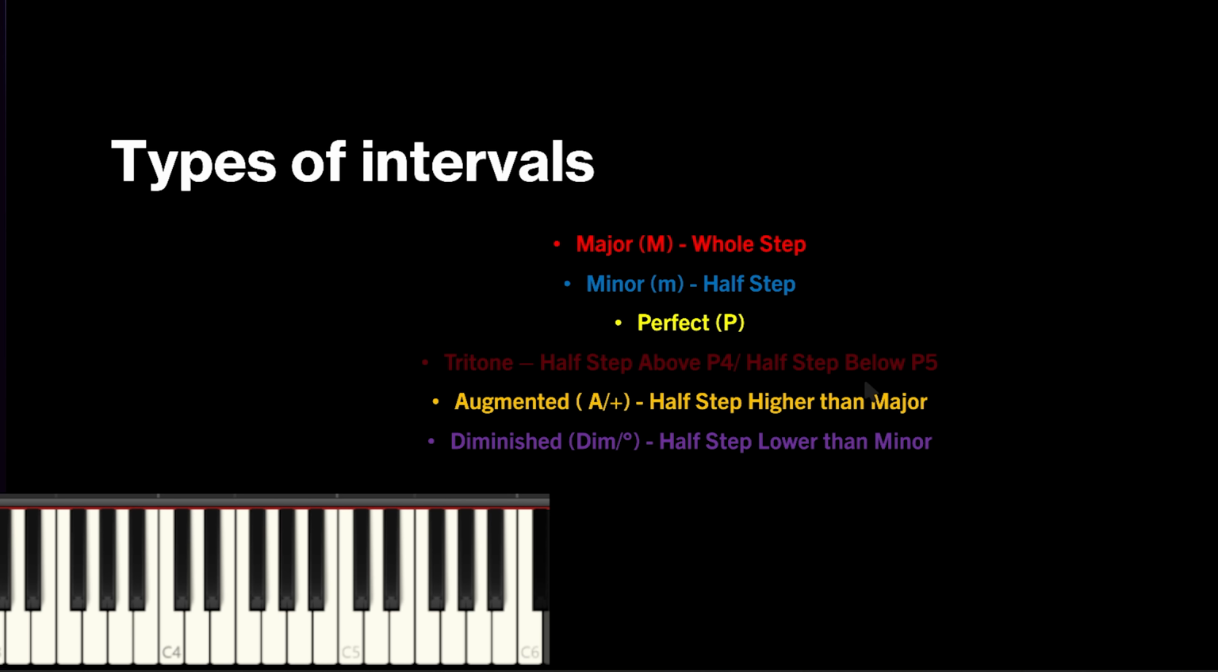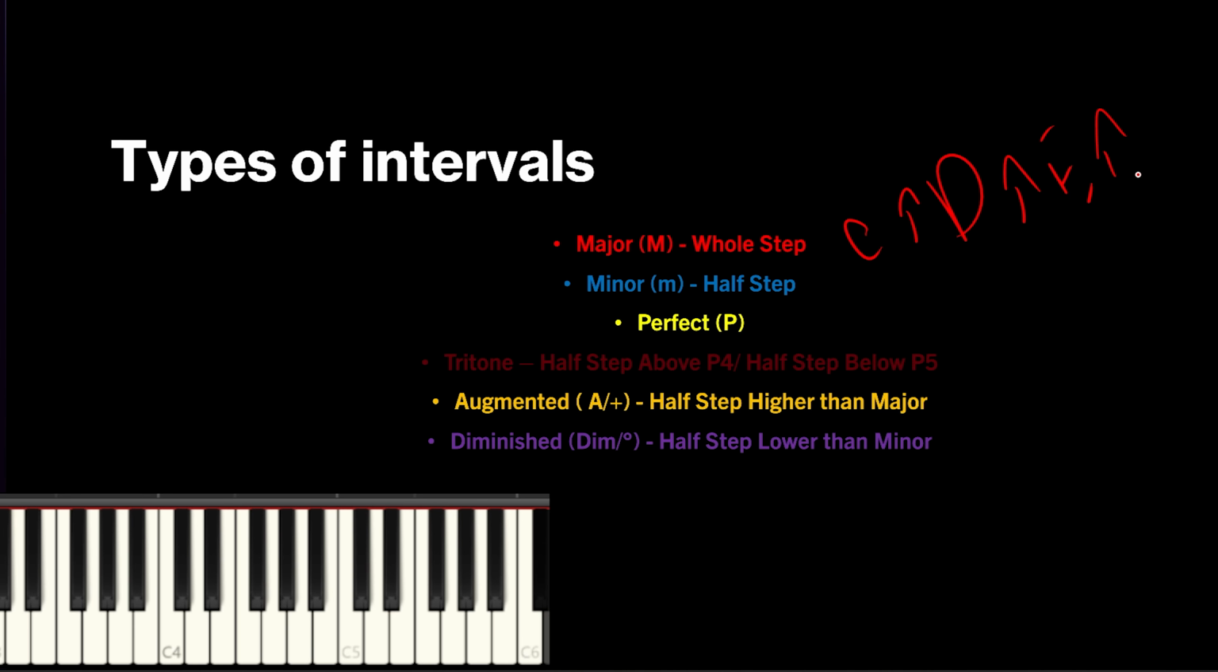Okay, so here are all the types of intervals that we have. It might look confusing, but it's really not that confusing. So we have a major interval. I like to think of the major interval as a whole step up from your tonic, right? So if your tonic note, for example, is C, your C is your tonic note. A whole step up is D, which gives you a major second interval. And then a whole step up from D would give you E, which is a major third interval from C. So that's how it works.